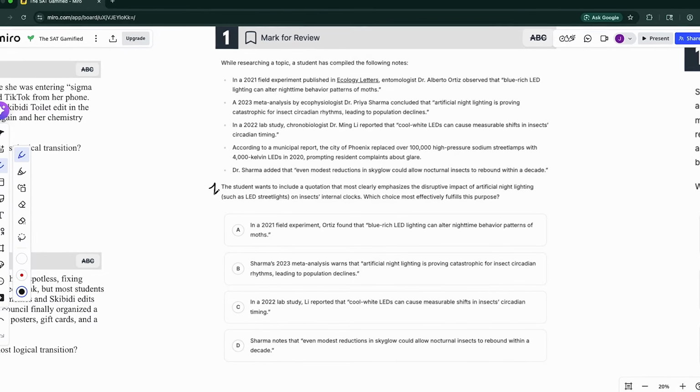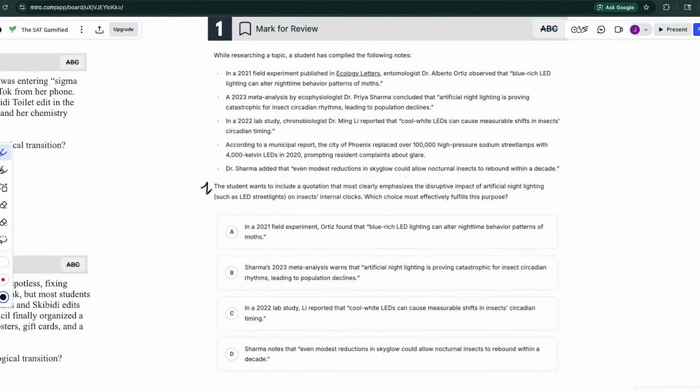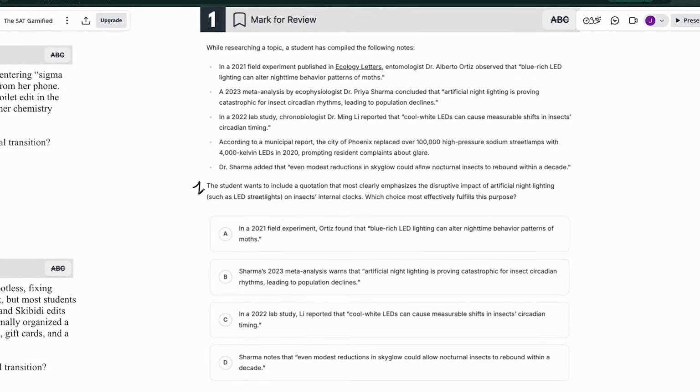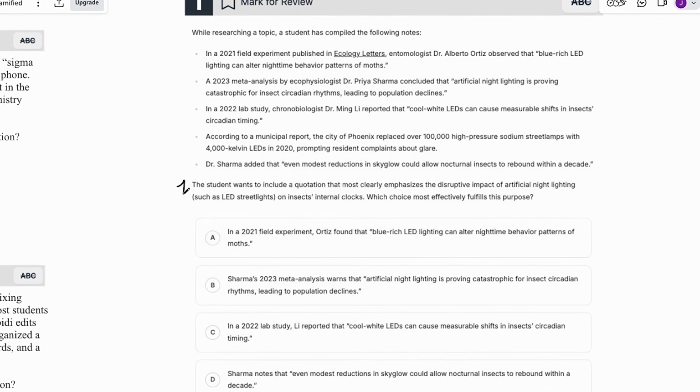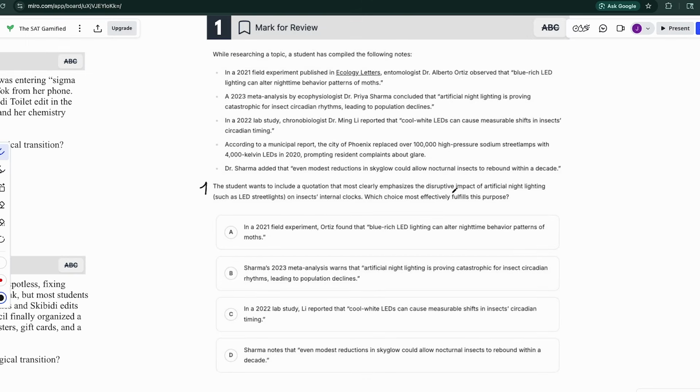The student wants to include a quotation that most clearly emphasizes the disruptive impact of artificial night lighting, such as LED streetlights, on insects' internal clocks. Which choice most effectively fulfills this purpose? So we're trying to emphasize the disruptive impact of this night lighting. Then, don't read the passage, actually just go straight to the choices. And just try to find the choice that best matches the question it asks.